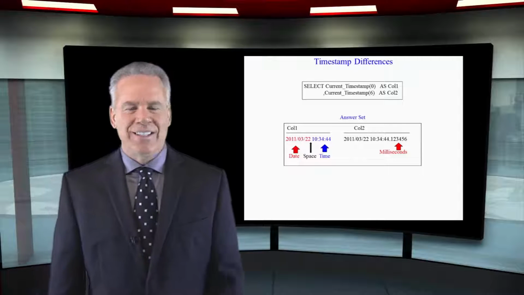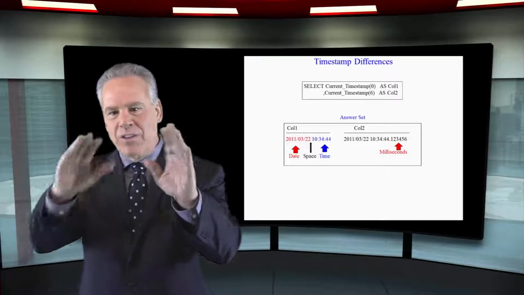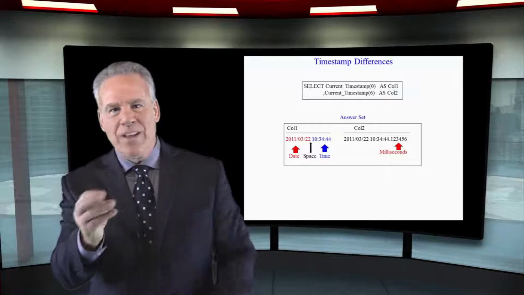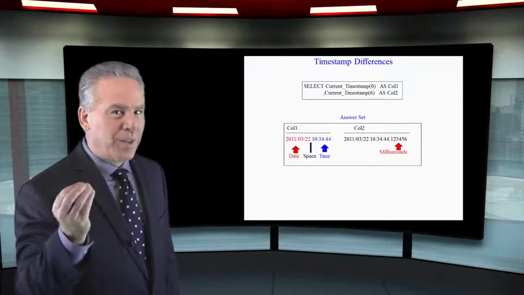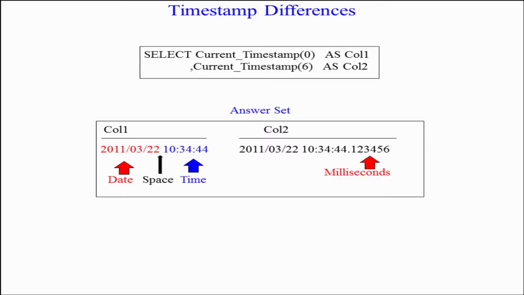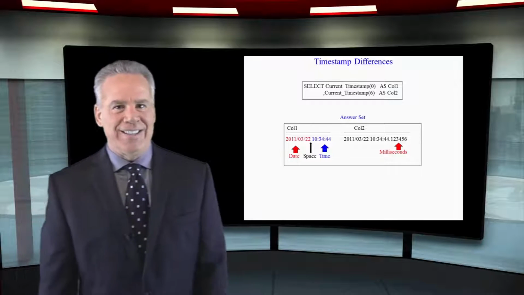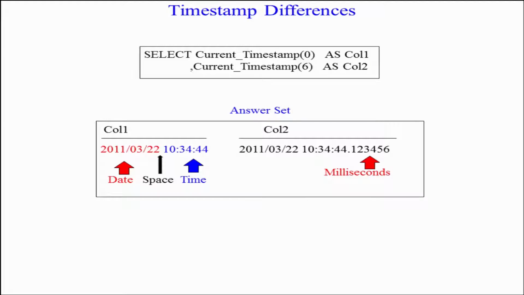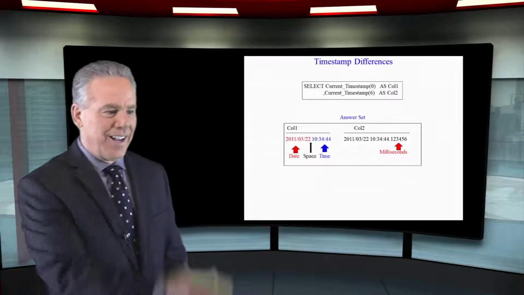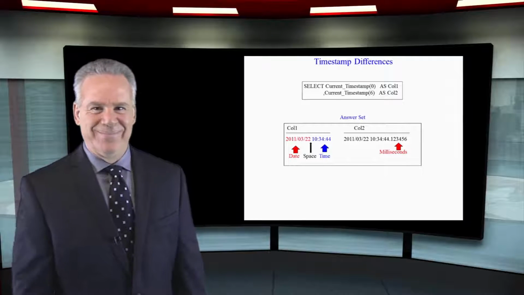Have you ever seen select current timestamp and then there's either a zero in the parens or a six and you said, what planet is that from? The zero means 0 milliseconds. And as you can see here, the six will produce up to 6 milliseconds in that timestamp. A timestamp is always the date plus a space plus the time.